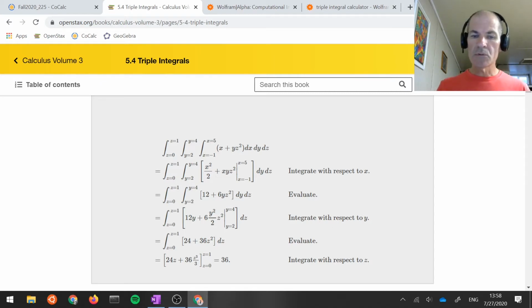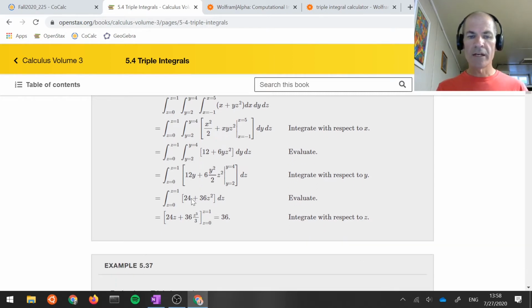The middle integral is with respect to y, so we're going to integrate this thing with respect to y, plug in 4, 2, subtract, and we end up with this outer integral. The outer integral is with respect to z. We integrate with respect to z. We plug in 1, we plug in 0, and we get the final result, 36. So very similar to double integration over a rectangular region, just holding variables fixed, integrating with respect to a single variable until you get a final result.